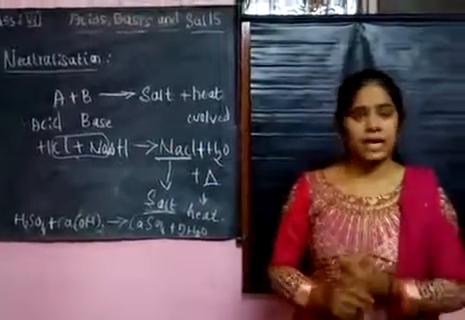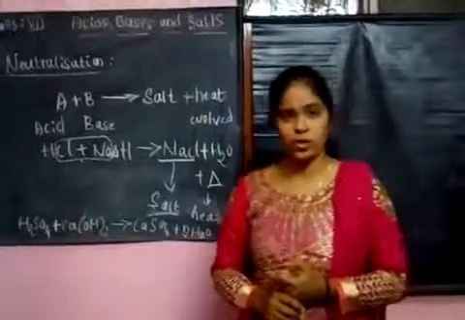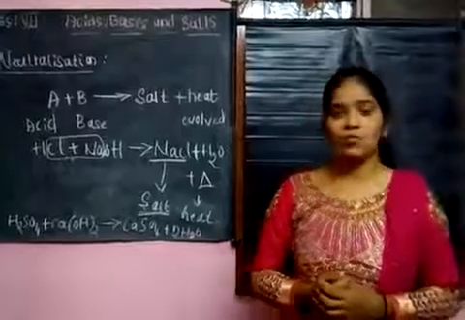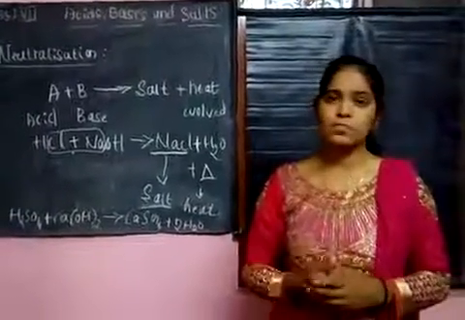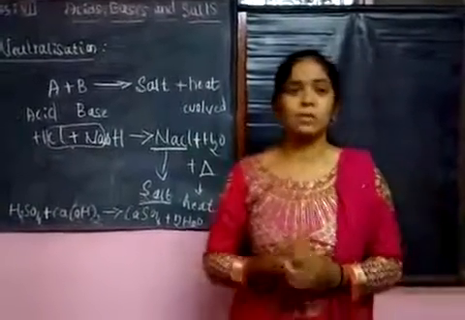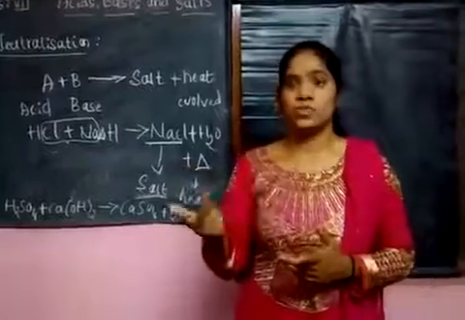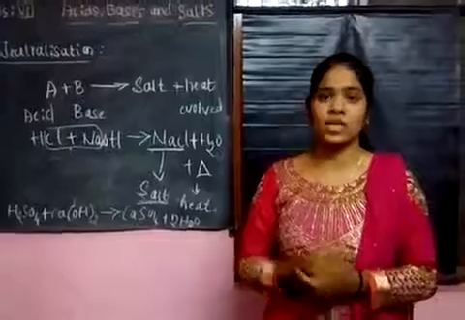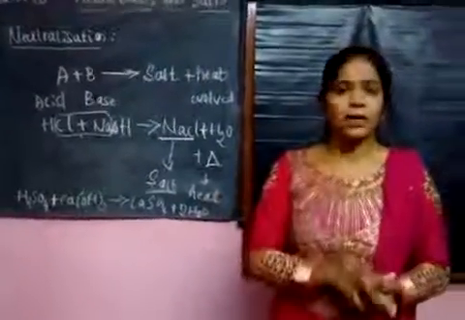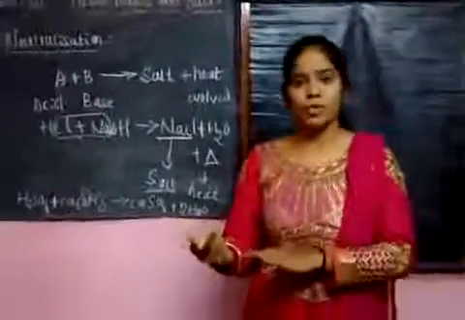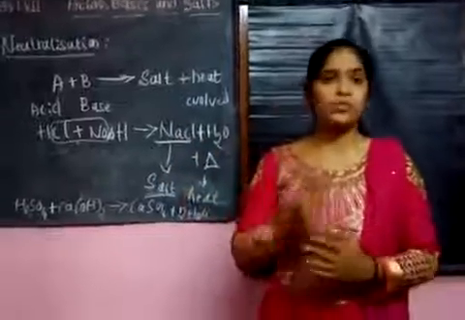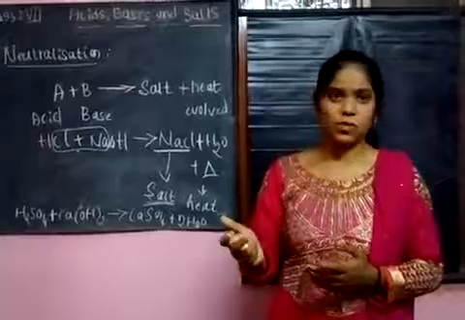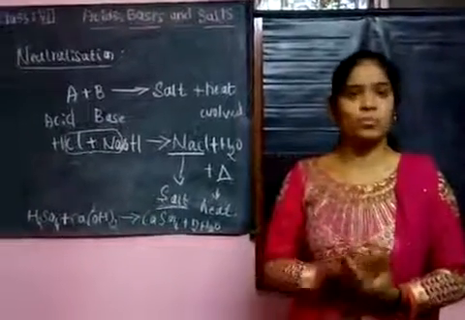The second example is an ant bite. When an ant bites your body part, what will you do? Certainly you will apply some Sunna, right? That Sunna contains calcium hydroxide. When the ant bites, there is a release of formic acid, and when we apply the Sunna to the body, it neutralizes it. So this is how the neutralization process occurs.